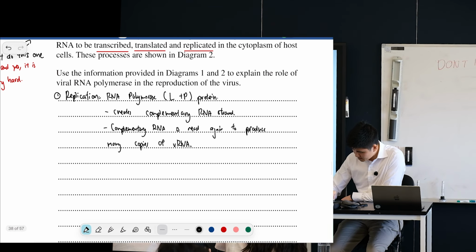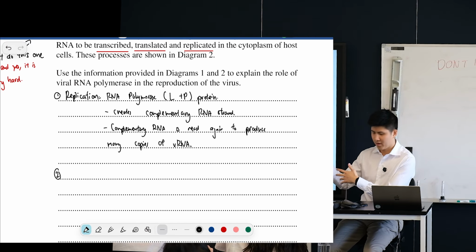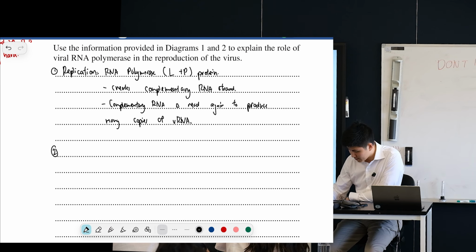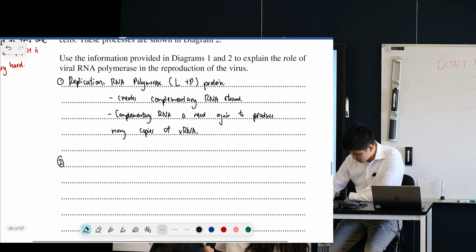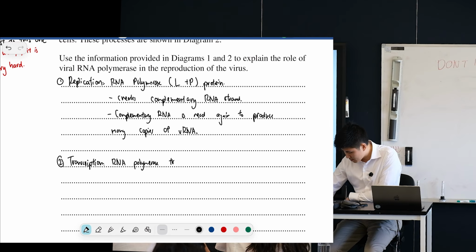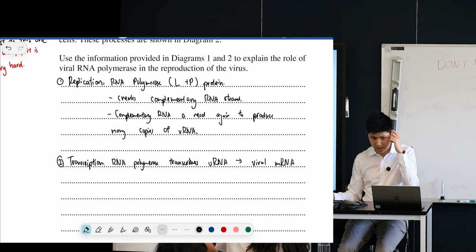Now, secondly, I'm gonna put this into 3 sections, so not like 5, but hopefully you can kind of see how I get the 5 marks. So the next part I'll talk about is transcription. In this case, I can say RNA polymerase transcribes viral RNA into viral mRNA, and that's transcription.